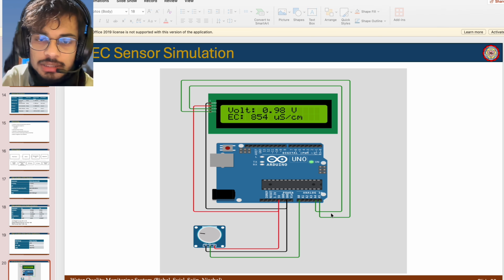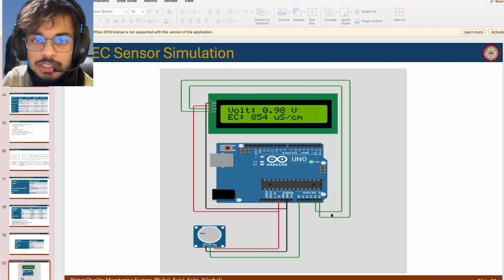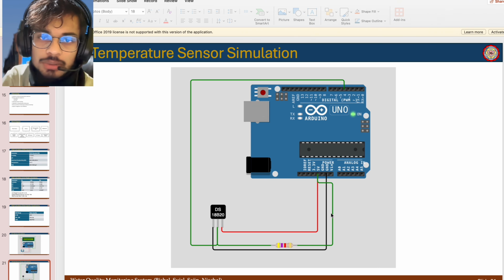This is the EC sensor simulation we have done. We haven't got the EC sensor in the simulation, so we have done it with a potentiometer. The potentiometer gives a voltage range, and corresponding to that, the EC sensor gives the value. Similarly, the temperature sensor. I have not explained the pull-up resistor.